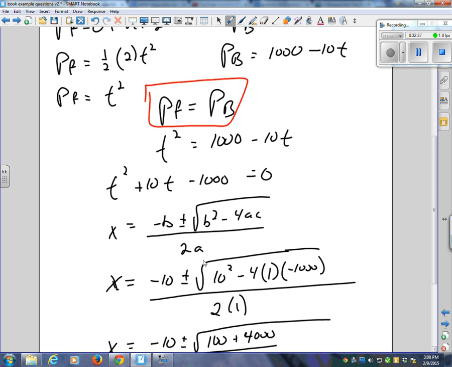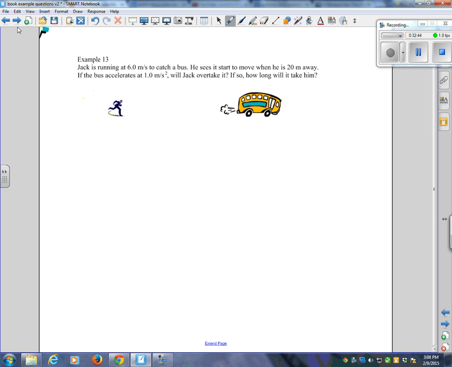I'm going to let you work on the next one in groups. See how you do. You want to answer those two that I didn't get? Sure. I'll give you a little bit of a hint here. For example, 13, and then I'll let you go. Jack is running at 6 meters per second to catch a bus.